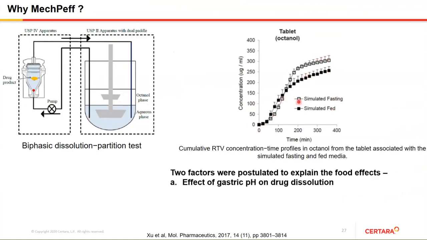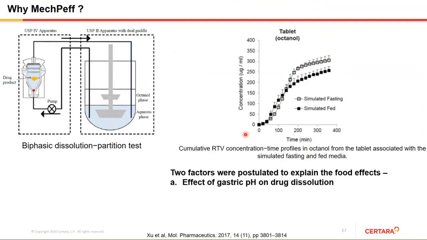The first factor which they attributed is the effect of gastric pH on drug dissolution. They said that since ritonavir is dissolving in fasted gastric fluid, with a pH of 1.6, it will dissolve faster. You will have a higher concentration gradient when the drug is being transferred, and then more drug will pass into the octanol phase. Whereas in fed gastric fluid, whose pH is around 5, you will have low dissolution, and when you transfer it into the fed media, you have less concentration gradient and therefore less transferred.